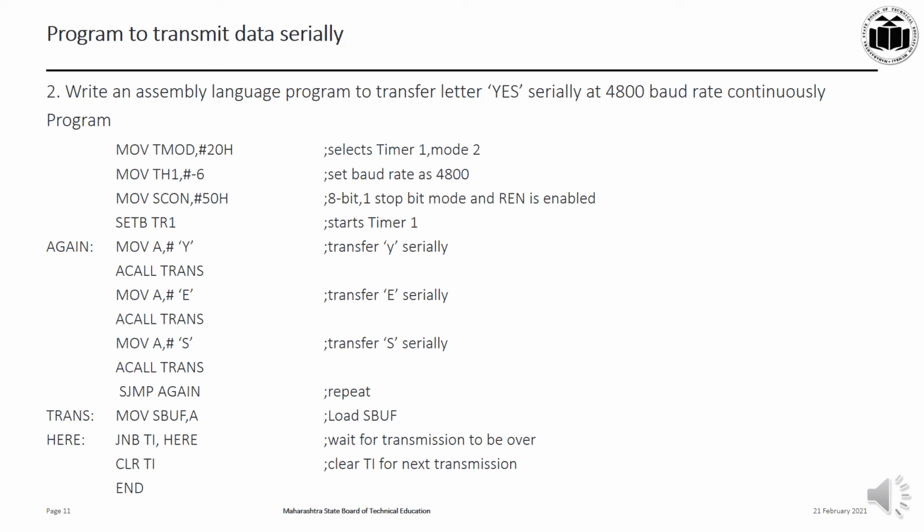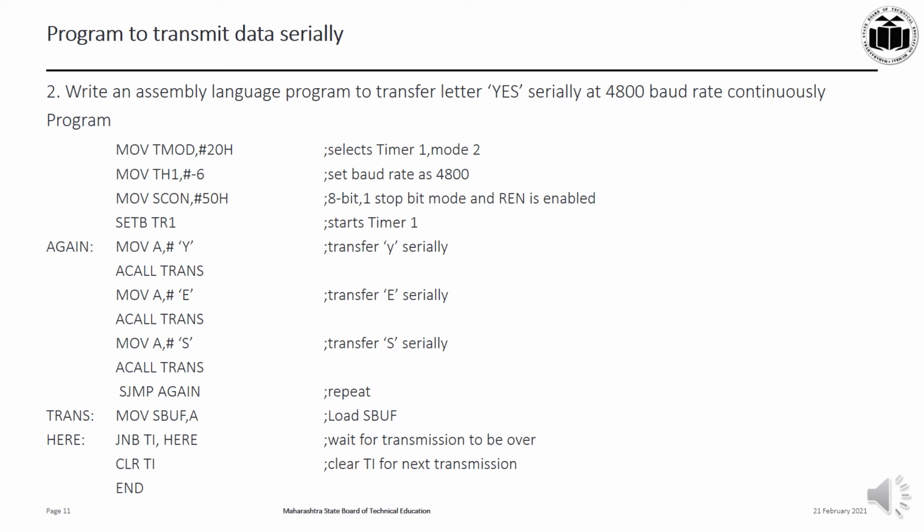Now we will try to write an assembly language program to transfer the word YES serially at 4800 baud rate continuously. Here we need to transmit 3 characters. All other steps will be the same: we have to load the TMOD register with 20H, and load TH1 with the particular value for the baud rate 4800, that is -6, and SCON must be loaded with 50H, which indicates serial communication mode 1.